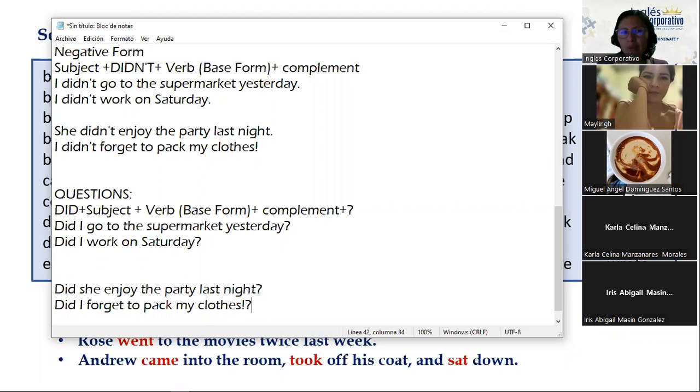No sé si contesta su pregunta, Miguel. Sí, teacher. Thank you. Oh, you're welcome.